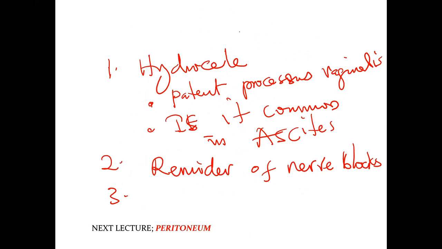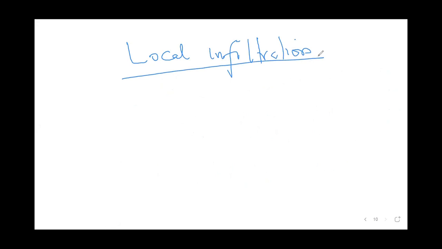Yes, thank you. Then regarding the second question, yes, I said you should remind me on the nerve blocks. Let me just do this because you are all surgeons. Nerve block is called local infiltration. When you are doing herniorrhaphy, what are your target nerves? You block 3 areas.